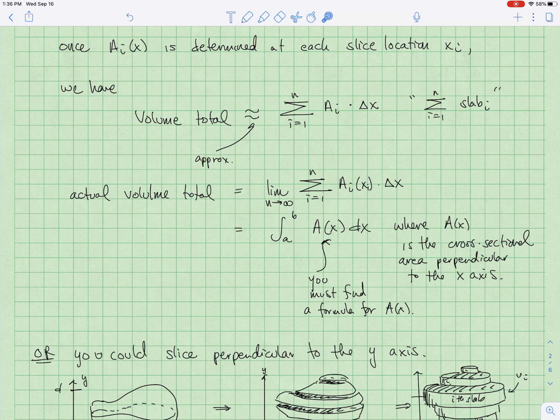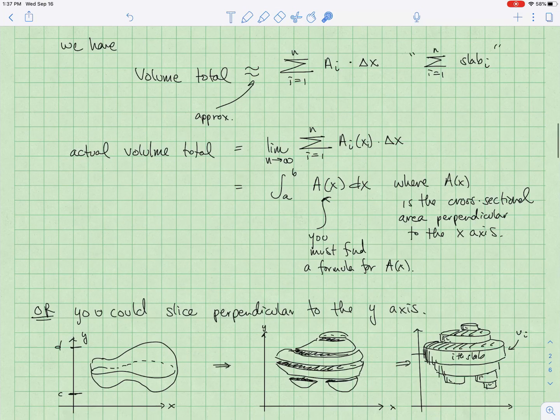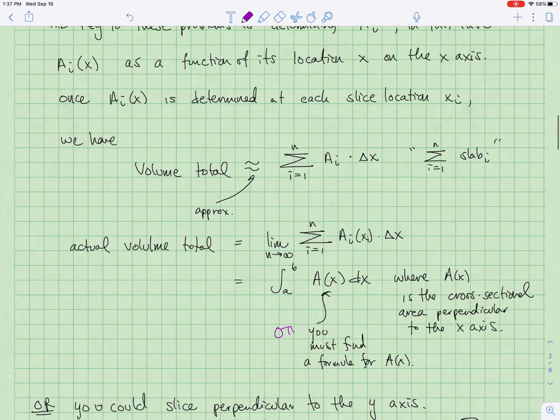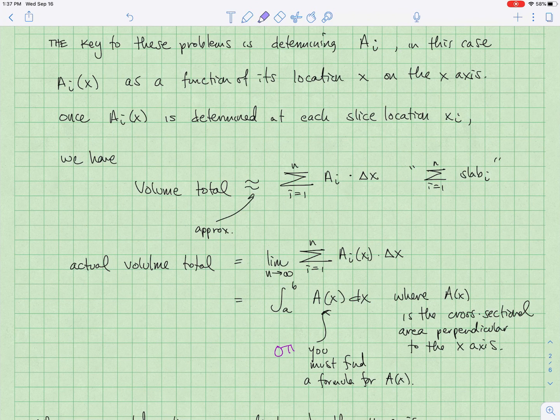And that is, by definition, a definite integral. This becomes the integral from x equals a to x equals b of the cross-sectional area A of x, integrated with respect to x, where A of x is the cross-sectional area perpendicular to the x-axis. And the key here is you must find a formula for A of x. So let's highlight our little formula. This is our working formula, and it's important that you understand what A of x is.